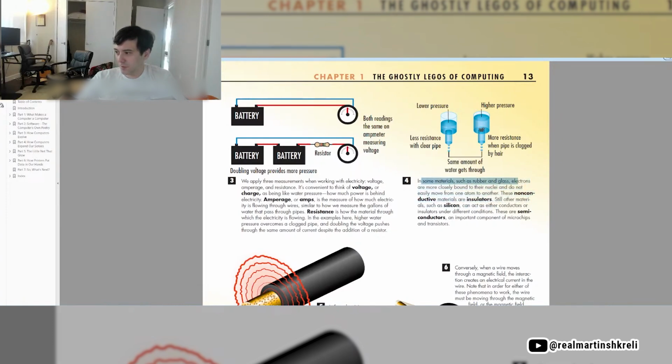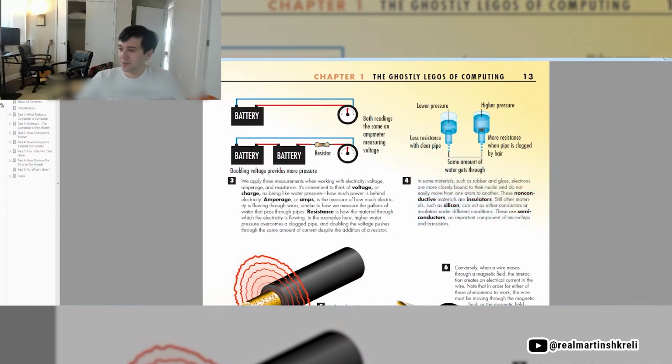In some materials, such as rubber and glass, electrons are more closely bound to their nuclei and do not easily move from one atom to another. These non-conductive materials are called insulators. Still other materials like silicon can act as either conductors or insulators depending on the conditions. These are semiconductors, which are an important component of microchips and transistors. Lower pressure, less resistance with a clear pipe.